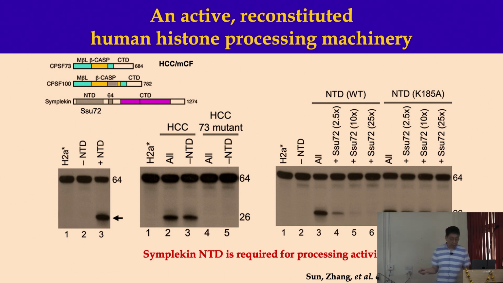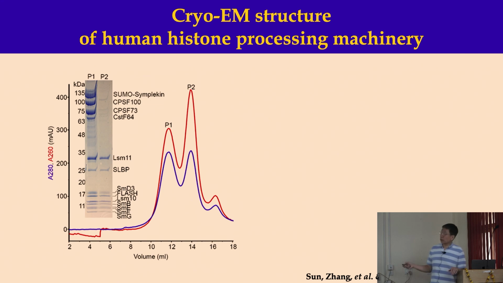The ultimate goal, of course, is how does it work? So now we have all the proteins. We mix them all with the 2 RNA molecules, essentially. So we have 13 recombinant proteins and 2 RNAs ordered from IDT, synthetic, and then run them on gel filtration. We've got 2 peaks. Peak 1, you can see if you count it out, contains all 13 proteins, 13 bands there. So Symplekin, CPSF100, CPSF73, and then CstF64, LSM11, SLBP, FLASH right here, and the rest of the ring. They're all there. Peak 2, you can see, contains primarily the ring, no HCC.